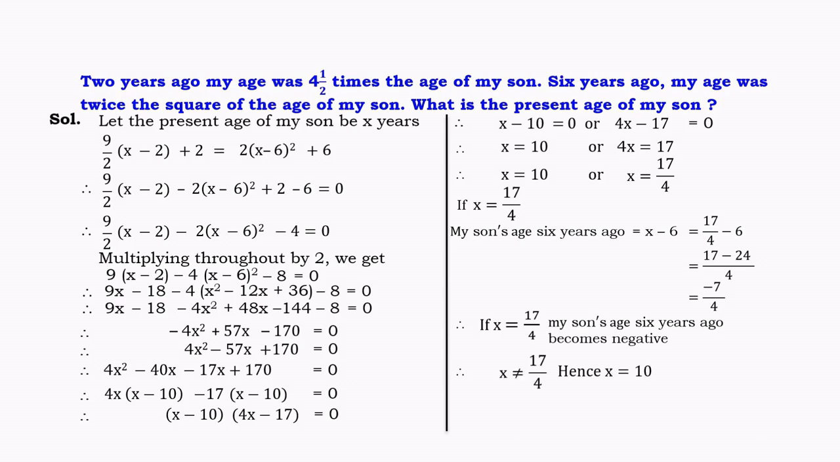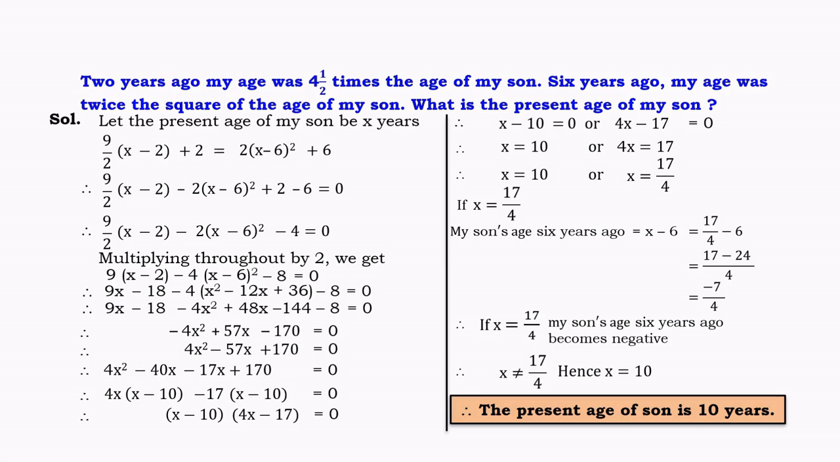Therefore, the valid value of x is 10. Since x represents the son's present age, we conclude that the present age of the son is 10 years. Hence, the required answer is 10 years.